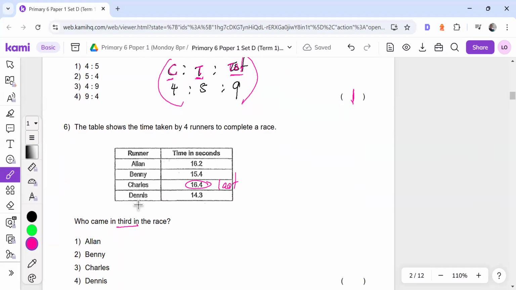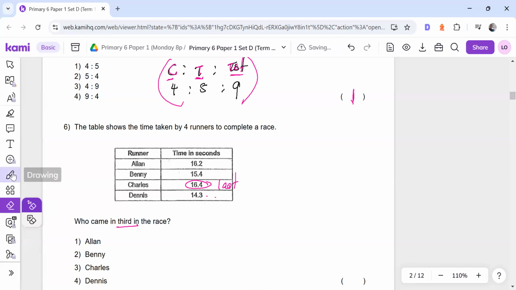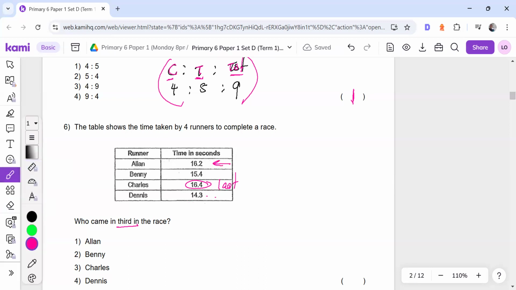Then look for somebody who is the third last. So who is the third last? Dennis. Dennis must be the third last, right? Because, oh, no, sorry, not Dennis. Miss Ong saw wrongly. It's Alan, okay? Alan is the third last. Why? Because 16.2 is smaller than 16.4. So he must be the third last. So who is the first one? First one must be Dennis. Second one must be Benny. And then the third will be Alan. And the last one will be your Charles.